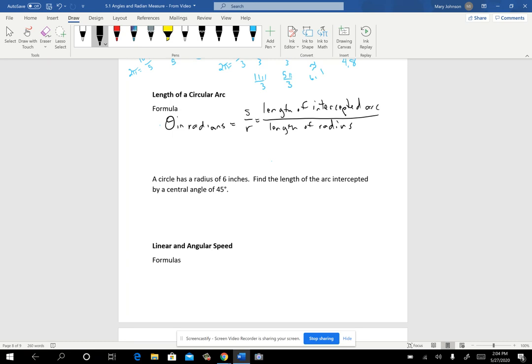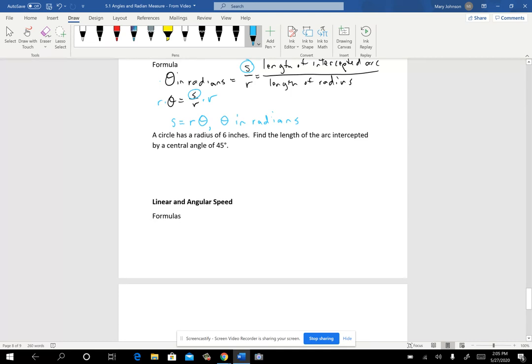All right, now what we're going to be looking at is a formula for determining the length of the arc. So we want to solve this for S. If you have theta equals S over R, and you're trying to solve that formula for S, you can multiply both sides by R, and you wind up with S equaling R theta, and theta is in radians. All right, so we're going to make use of that on this problem right here.